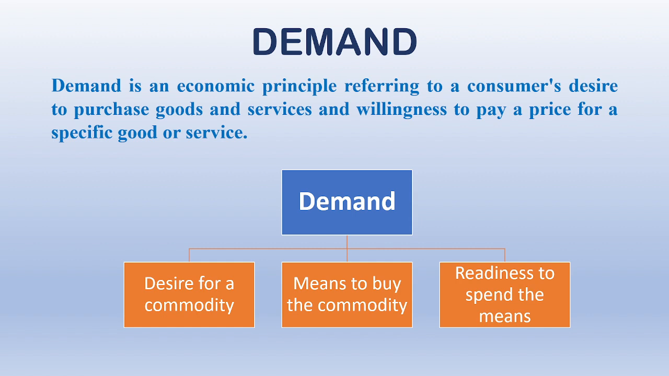It is basically when we want a commodity, but only wanting the commodity does not mean it is demand. Demand must include want along with two other characteristics. First is want for a commodity, that is desire for a commodity. Second is means to buy the commodity, that means if we have enough resources so that we can buy the commodity. And third is the readiness to spend the means, which is the most important thing in demand, if we are willing enough to spend those resources in buying that commodity.